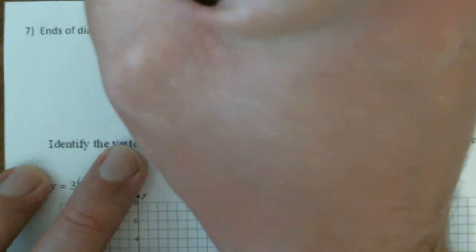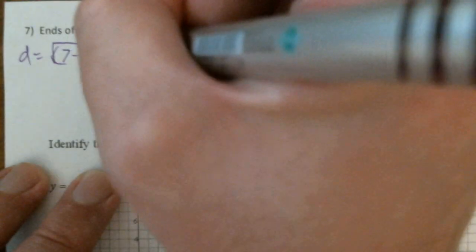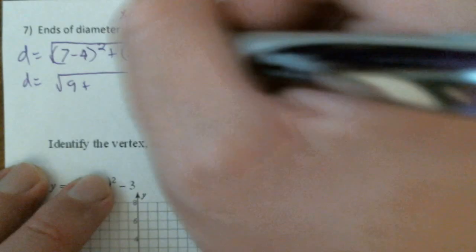Let's let these be the 1s, and let's let these be the 2s. Alright, so distance is going to be equal to x2 minus x1. It's a lot easier when I have all those double negatives. Plus 2 minus 1 squared. So that's going to be the square root of 3 squared, which is 9, plus 1 squared, which is 1. And so the distance is the square root of 10.